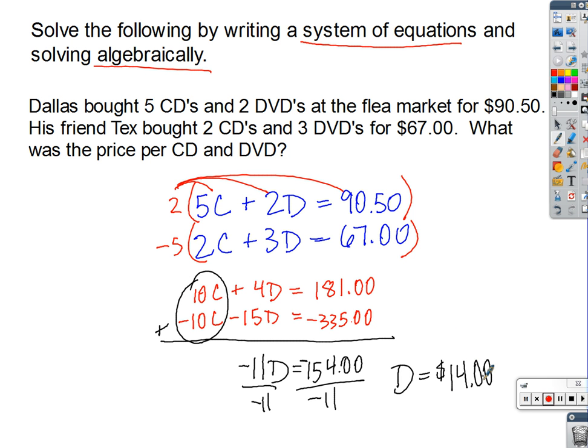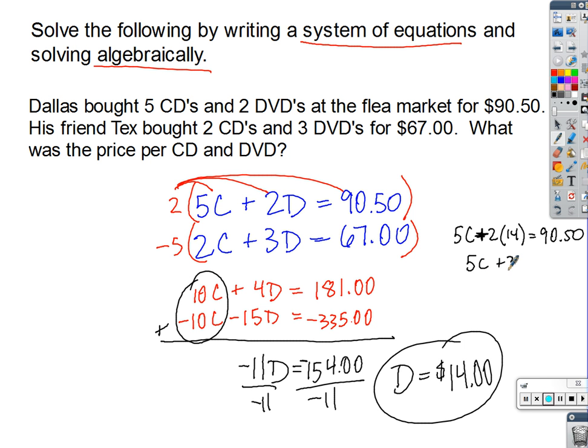Now, to determine the price of the CD, I would take that $14 and substitute it back into either equation. So 5C plus 2 times 14 equals $90.50. So 5C plus 28 equals 90.50. Subtract the 28 from both sides. So 5C is going to equal 62.50. Divide by 5, divide by 5. So the price of a CD ends up being $12.50.